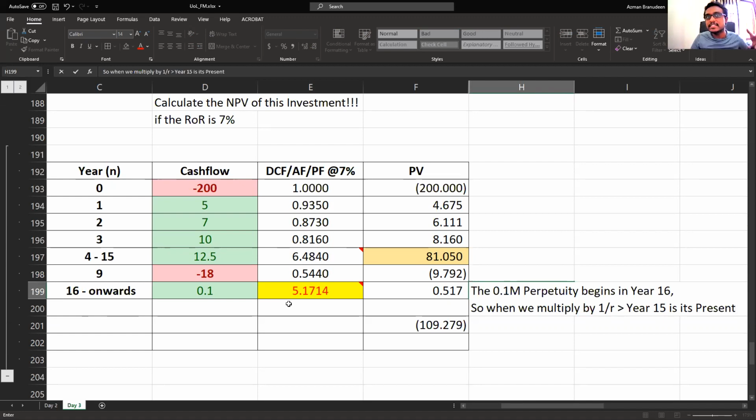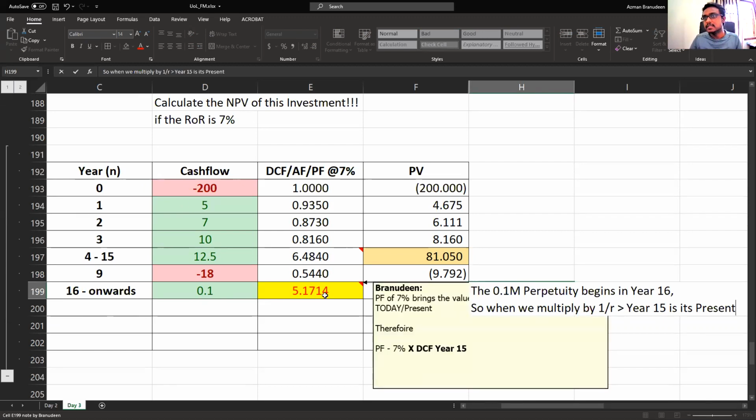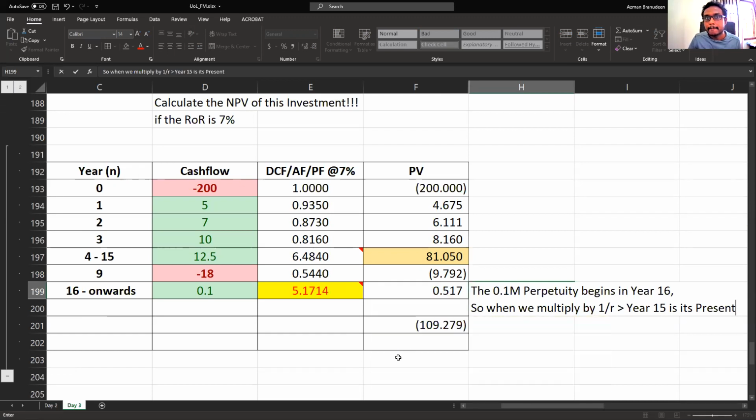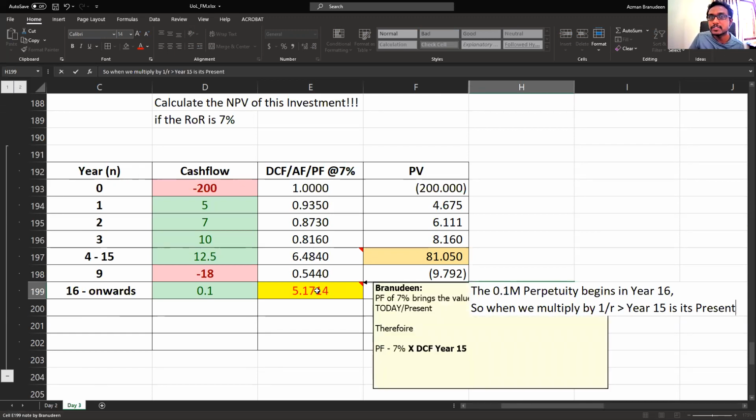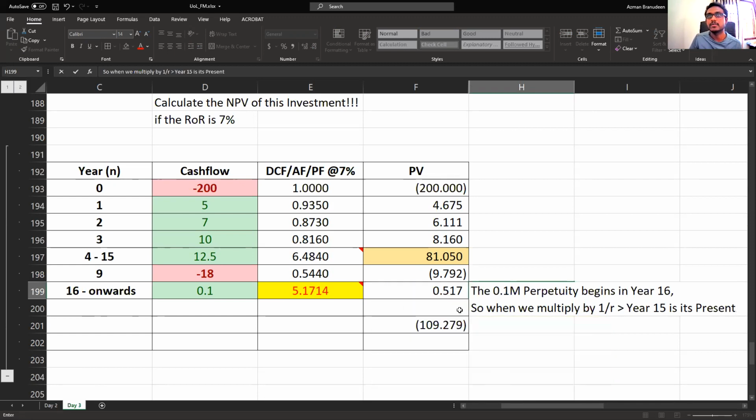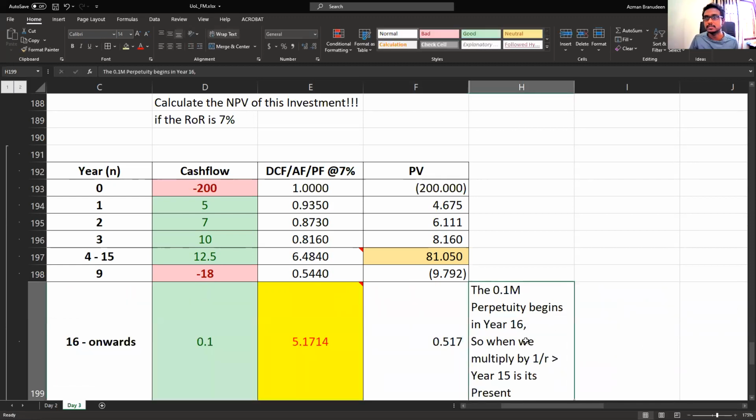And that value is for that 0. Now, our 0 is different. Our 0 is another 15 years behind. Today, our 0 is today. Our 0 is not in 15 years, which is why we discount it back further by another 15 years by multiplying that figure by the discounting factor. So what you see here, the perpetuity factor of 7% into the discounting factor year 15, you get 0.517.